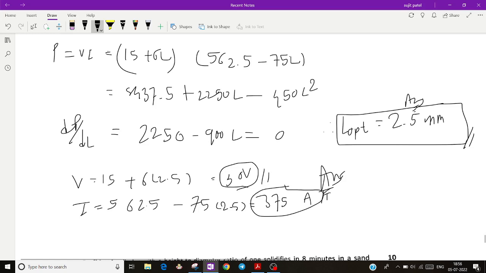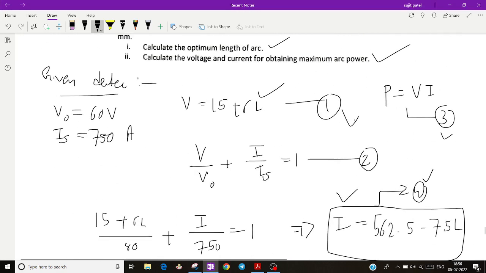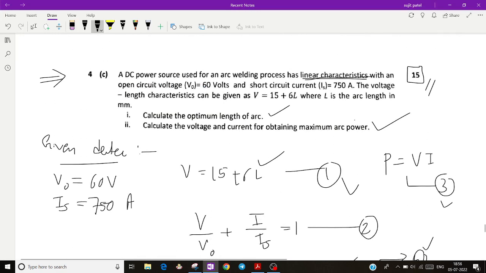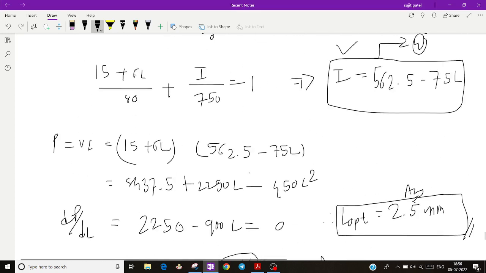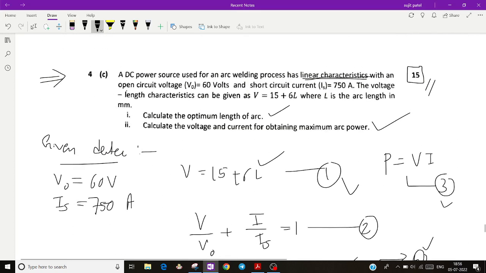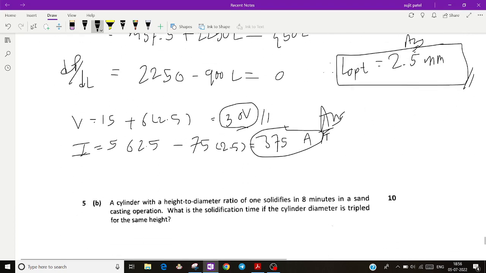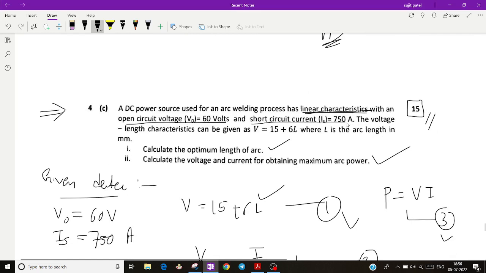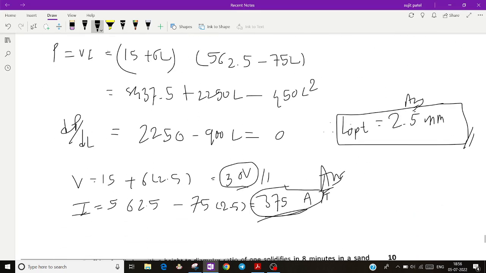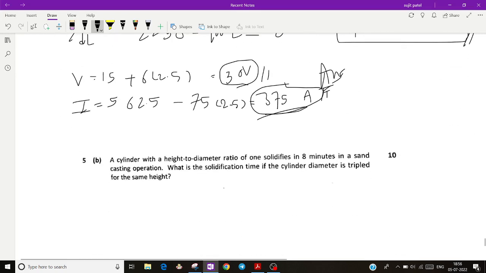The question is completed, but if you want to check whether your answer is correct for the optimum arc length as well as the voltage and current for the corresponding maximum power, there is one short trick for an MCQ exam. Whatever voltage you get corresponding to maximum power, that is 30 volt, if it is half of the open circuit voltage, and the current that you get, 375 amps, is half of the short circuit current, then your answer is correct. Your optimum arc length as well as voltage and current answer is correct. I hope you understand this.